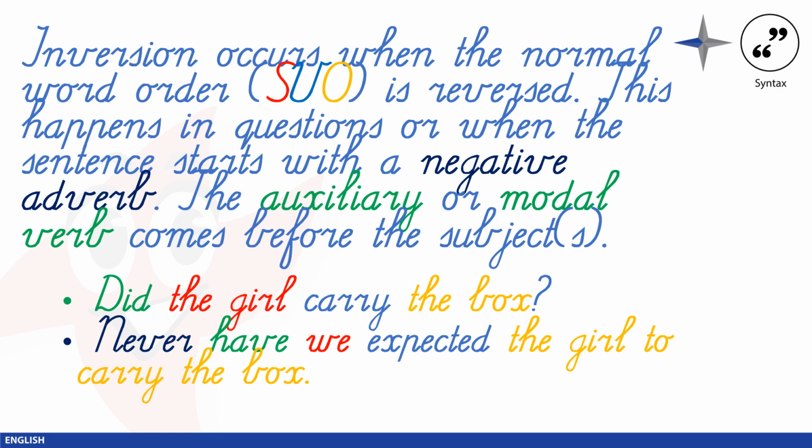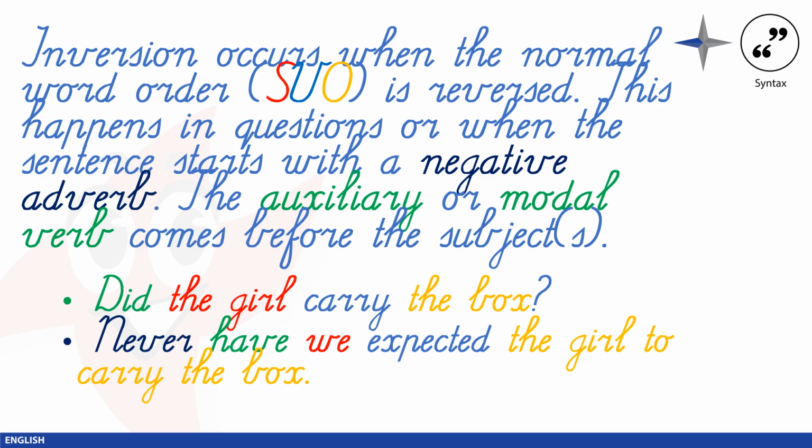In questions and when a sentence starts with a negative adverb, inversion occurs. The auxiliary or modal verb comes before the subject. The auxiliary verb here is in green. And then we can see this in the example. Did the girl carry the box? The auxiliary verb in green is did. The girl is the subject, carry is the verb, and the object is the box. As you can see here, an inversion occurs, it's a question.